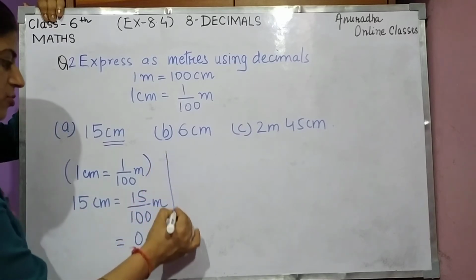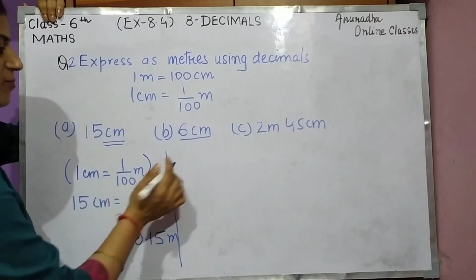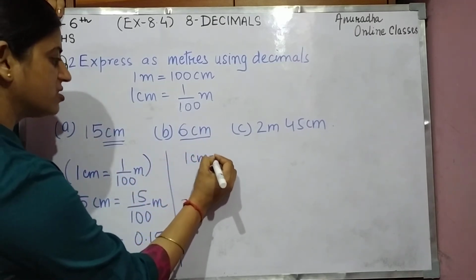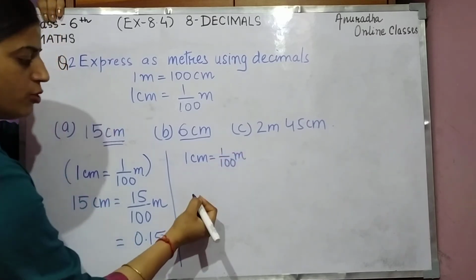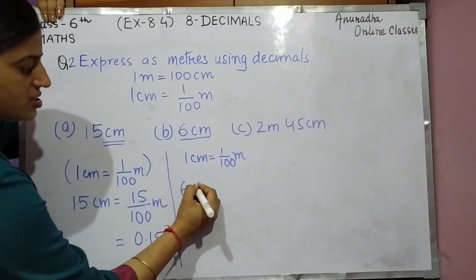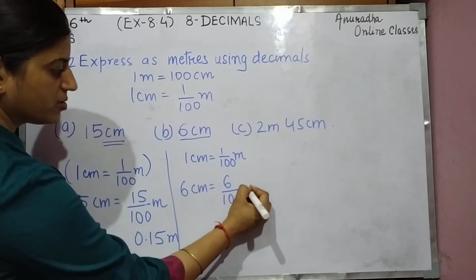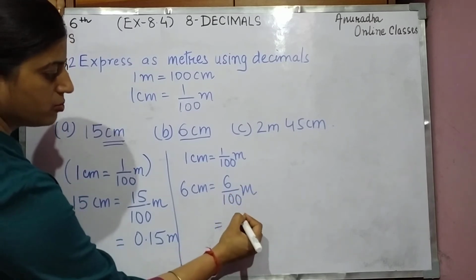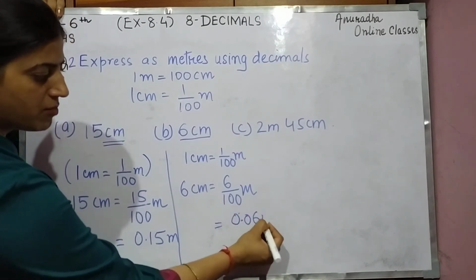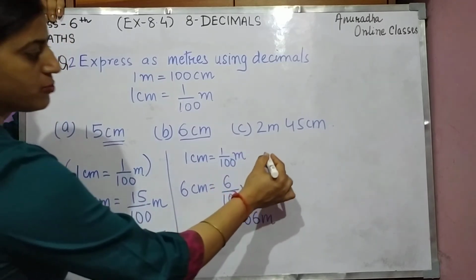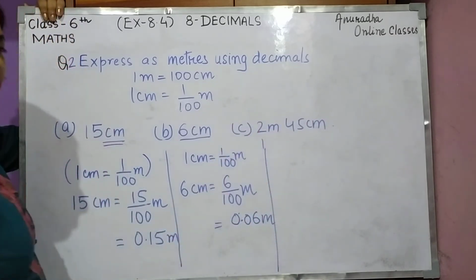Okay, let's come to its B part. See what is written, 6 centimeter. Again the same thing, that is 1 centimeter is equal to 1 upon 100 meter. तो हमने चेंज कर दिया, that is 6 centimeter is equal to क्या हो जाएगा, 6 upon 100 मीटर में चेंज हो जाएगा. This is equal to 0.06 meter. Clear? Let's come to its third part, that is 2 meter and 45 centimeter.